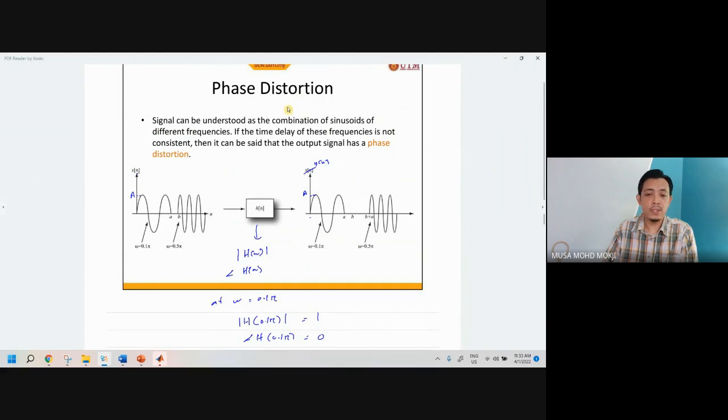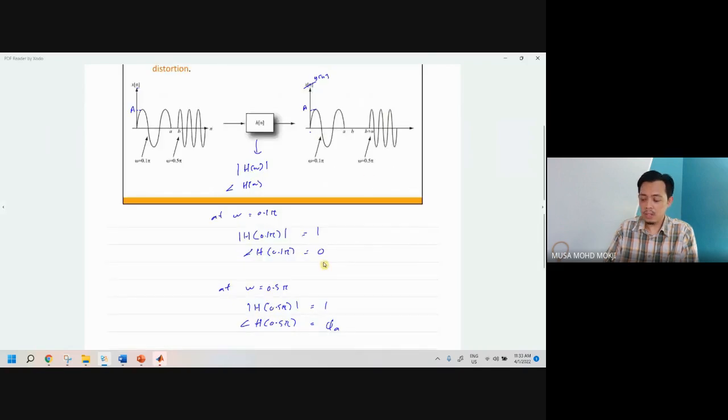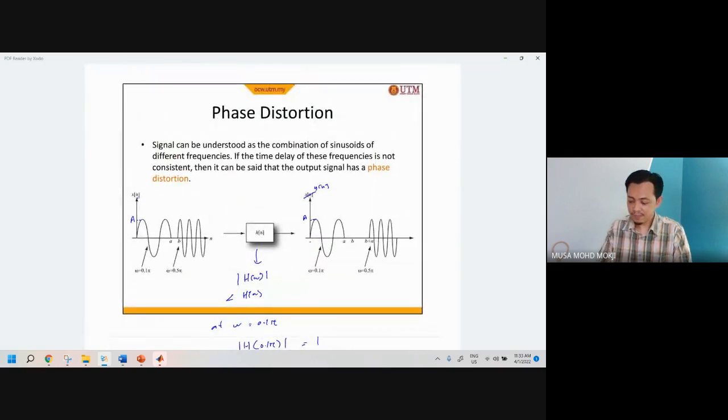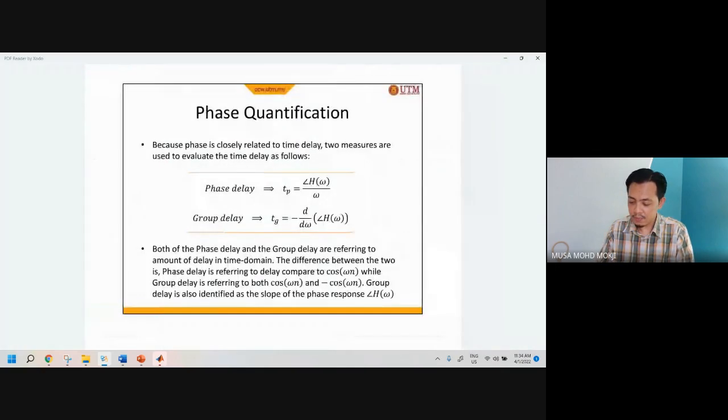If it doesn't have a phase distortion, the phase is supposed to be consistent on all frequencies. So if this is 0, this one's supposed to be 0 also. If, let's say, this is 0.1, this one's supposed to be 0.1 also. Right? Then it doesn't have phase distortion. So what is phase distortion? It is when we have a different phase on different frequencies. Okay. Any questions so far? Before we move to maybe some more examples.